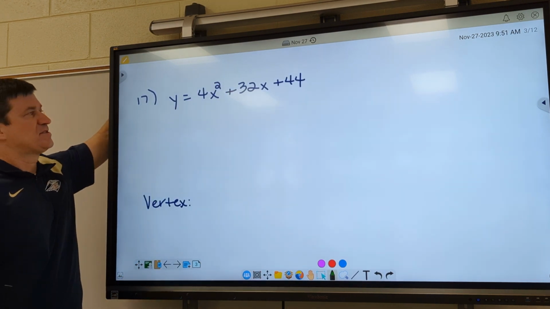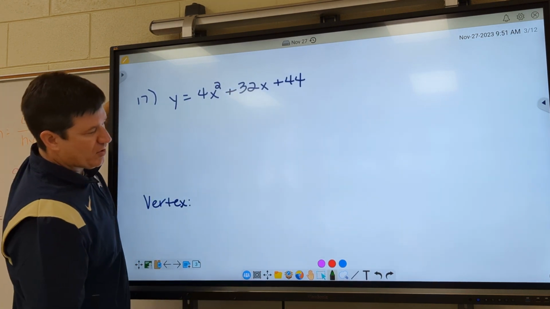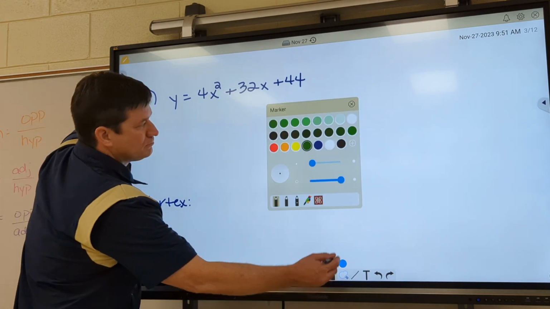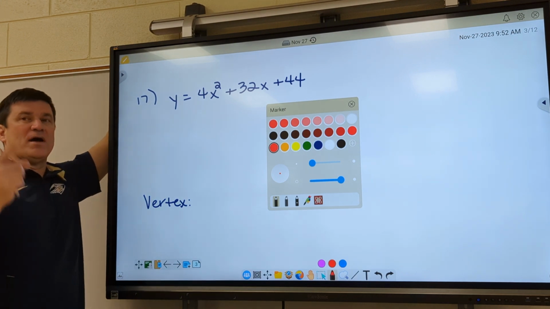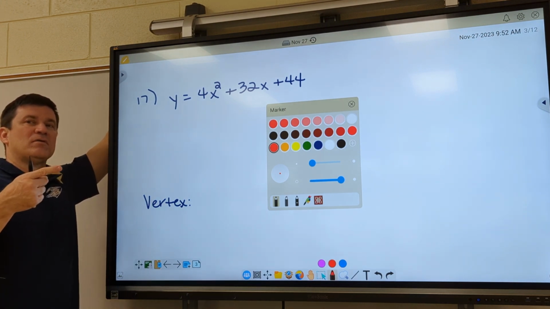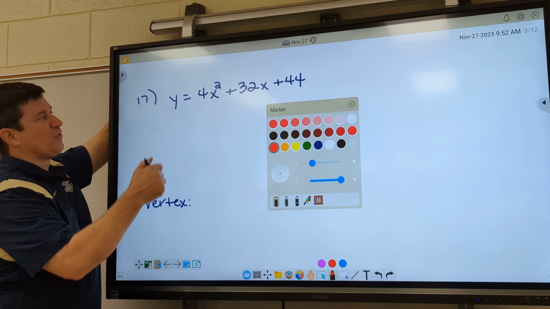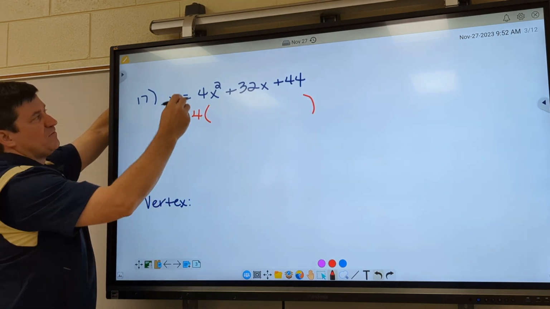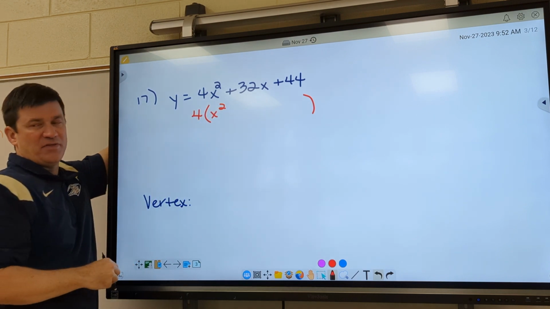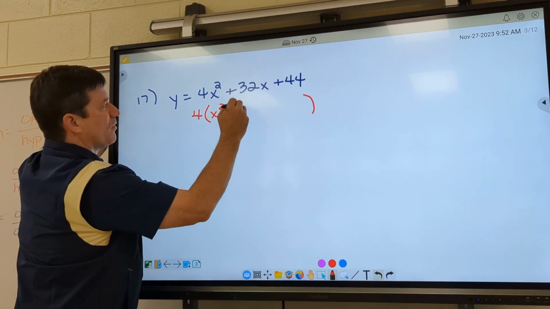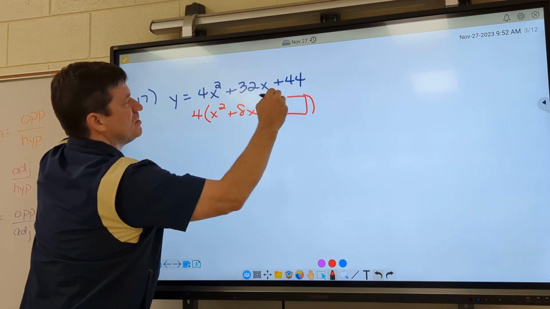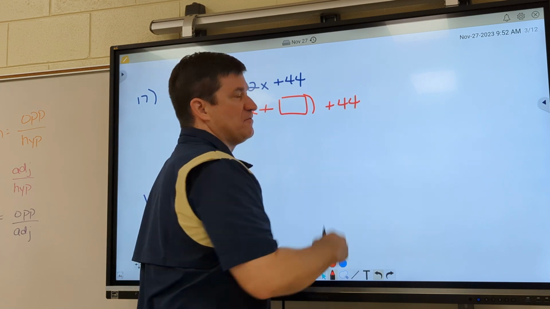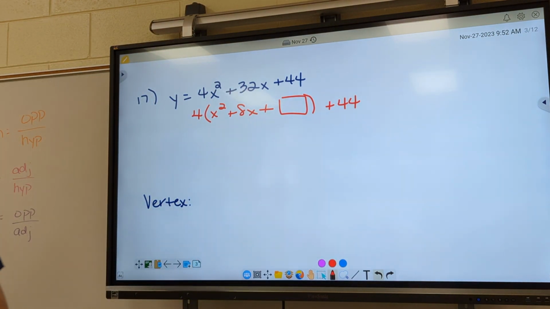All right, what's different about 17? Samara, do you see anything different on 17 that we didn't have to deal with on 16? You've got to divide by 4. Now here's the question: do I divide all the numbers by 4? No, only the ones in the group. So put your 4 out front. 4 divided by 4 gives you x squared there. 32 divided by 4 gives you 8, and then you put your box. What do we do with the plus 44? We just move it down out of the way. You do not divide it by 4 because it's not in the group.